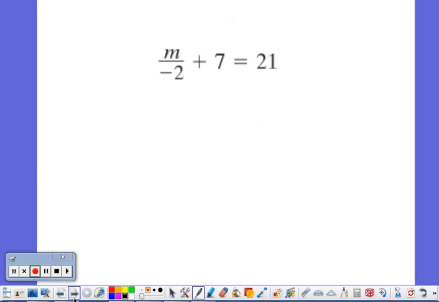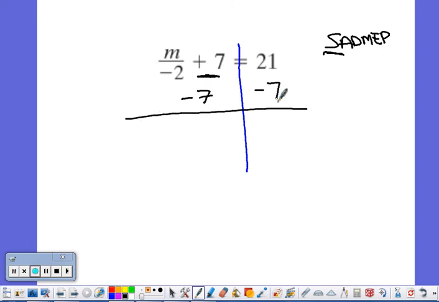I have a number m divided by -2 increased by 7 is equal to 21. Well, if I'm going to work on SADMIP, right away, I need to draw my river. And then what I need to do is get rid of either subtraction or addition, whatever is in my equation. Well, right here on the left-hand side, I have adding, increasing by 7. So the opposite of that is to subtract 7. Draw my line, subtract 7.